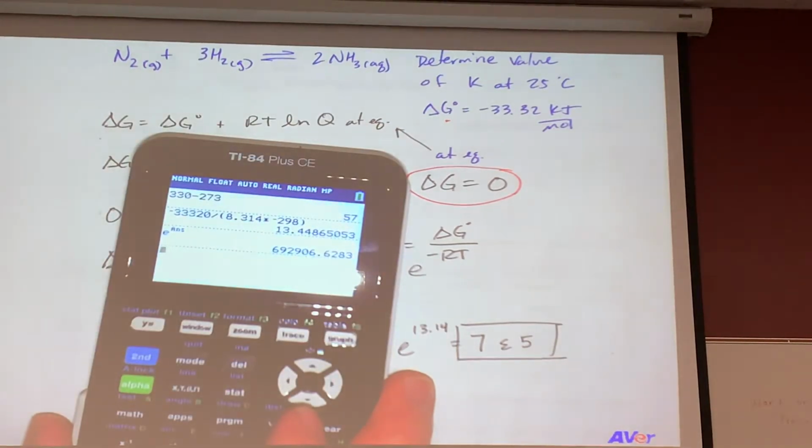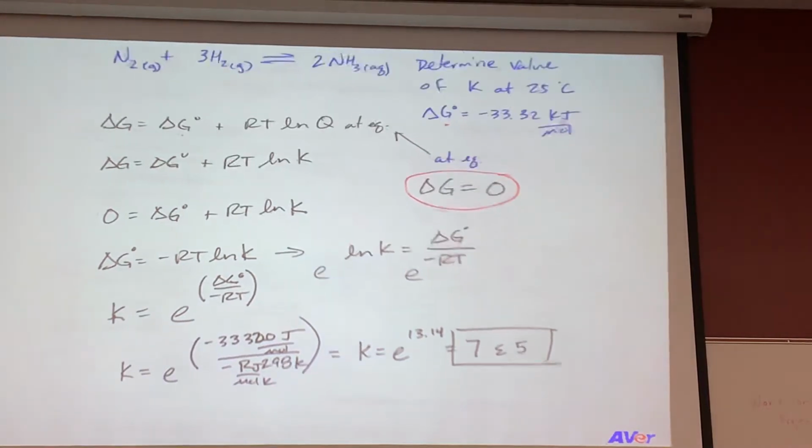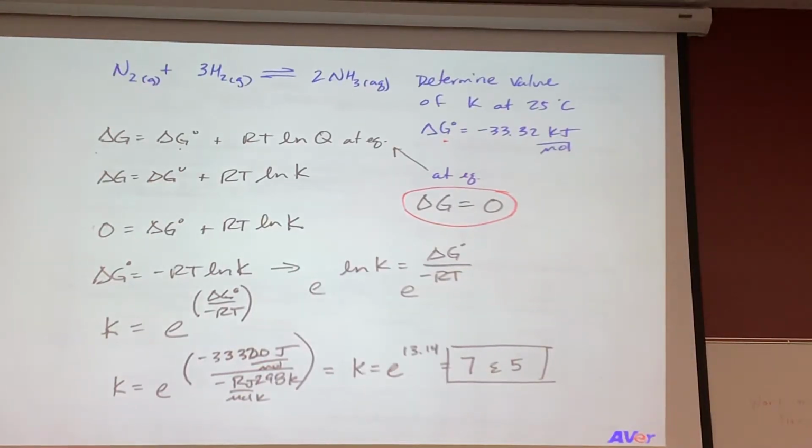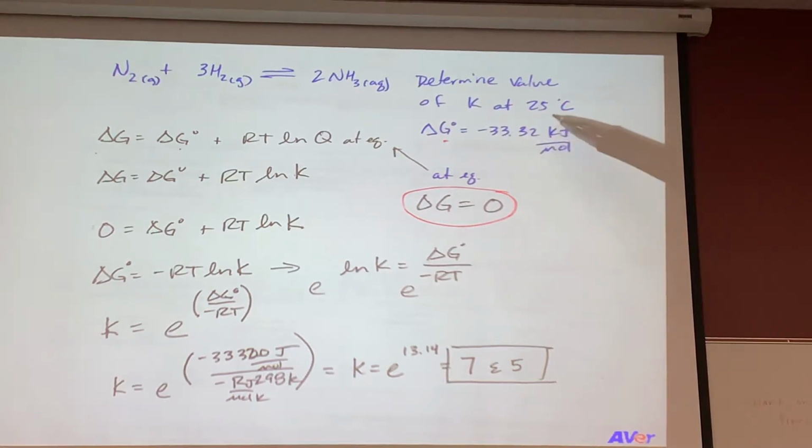And it's about 7 to the 5th. Correct. This might be kind of a dumb question. What kind of K is this? K is the equilibrium constant for this reaction at that particular temperature.